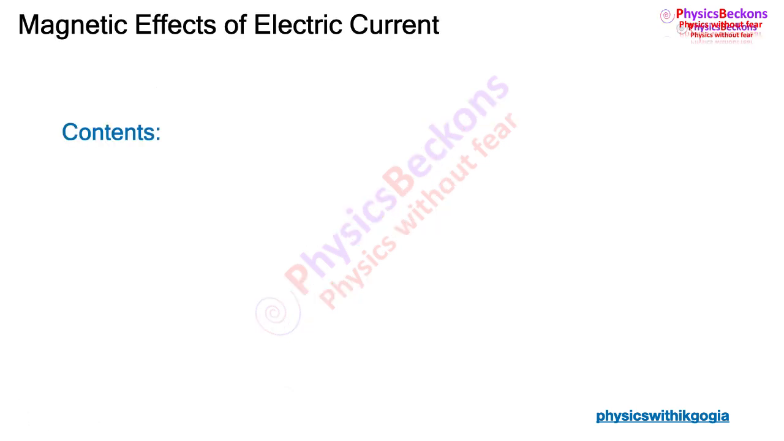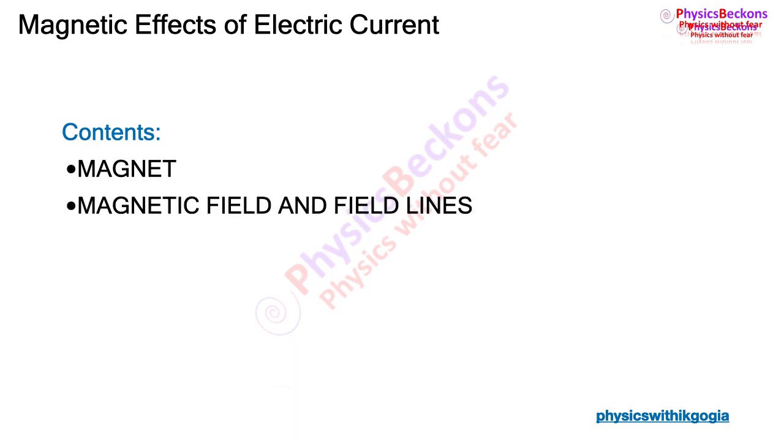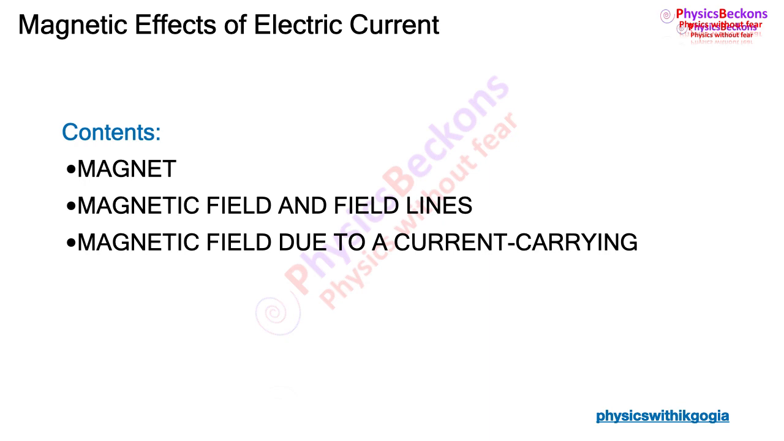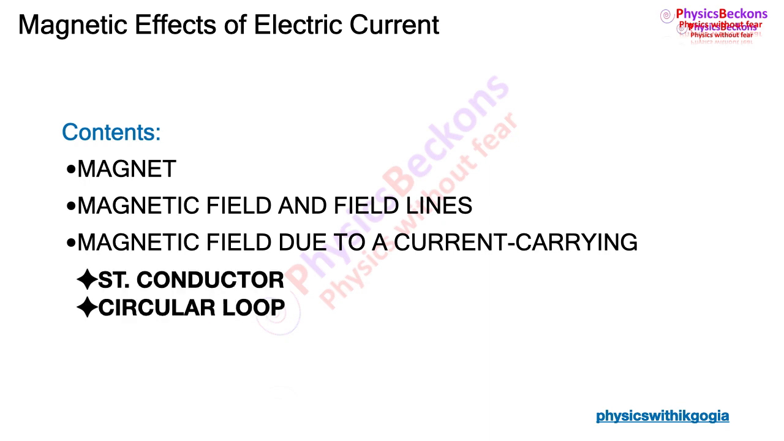In this video we will be talking about magnet, its definition, the magnetic field and field lines, magnetic field due to a current carrying straight conductor, circular loop, solenoid. We will be discussing only the qualitative aspect of the magnetic fields and will not be dealing with the mathematical rigor, that is the strength or intensity of the magnetic field.